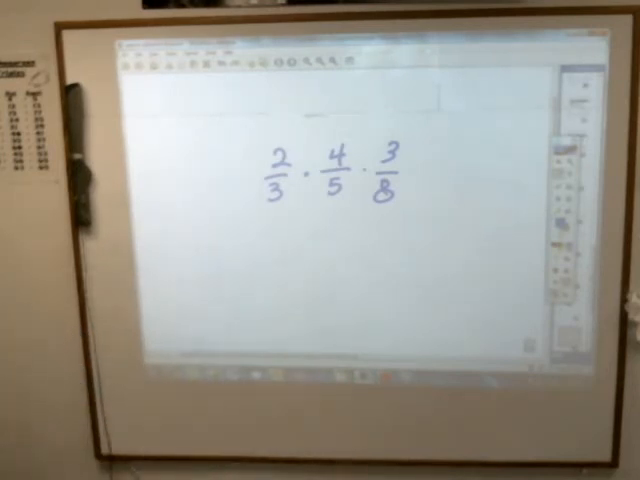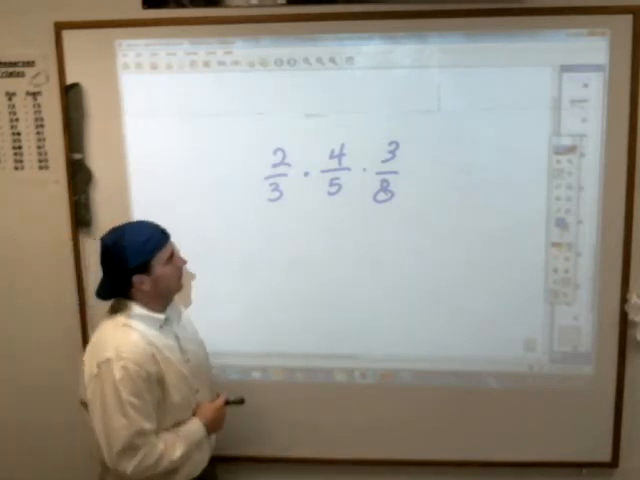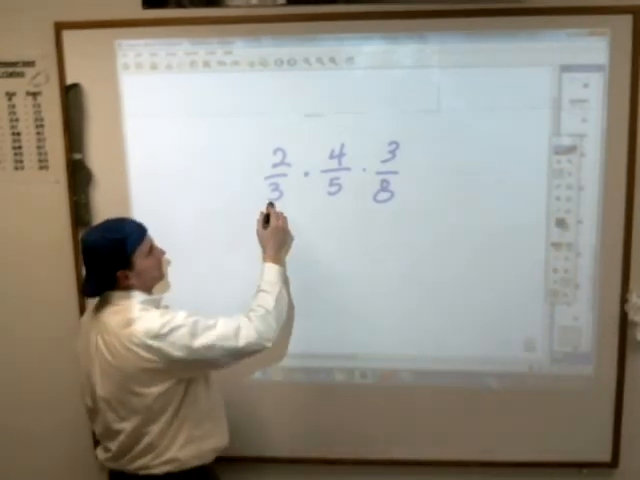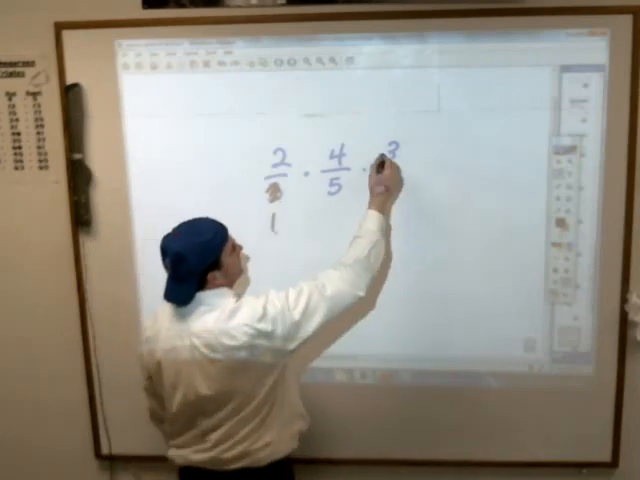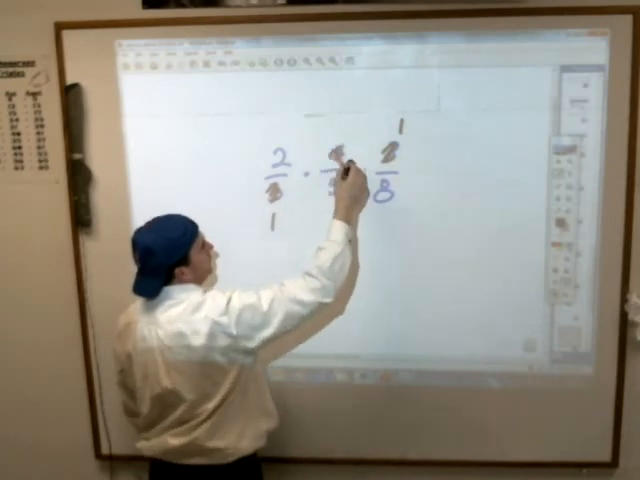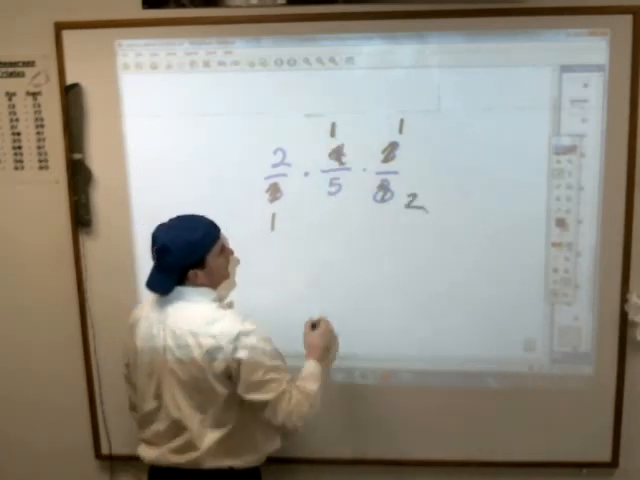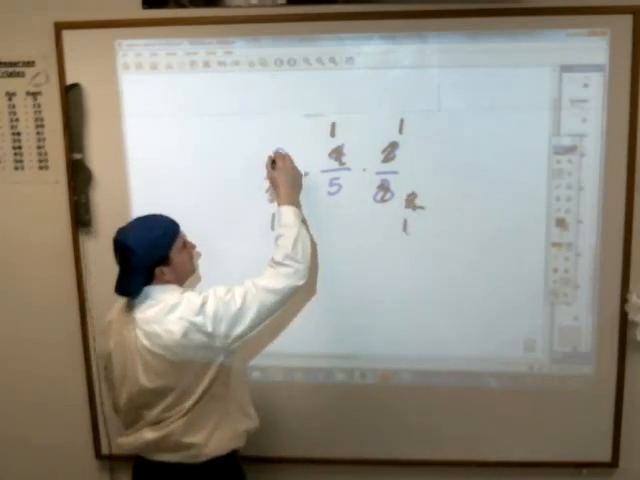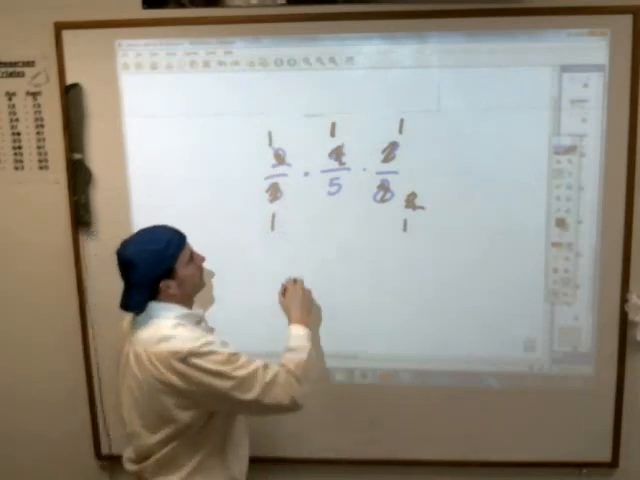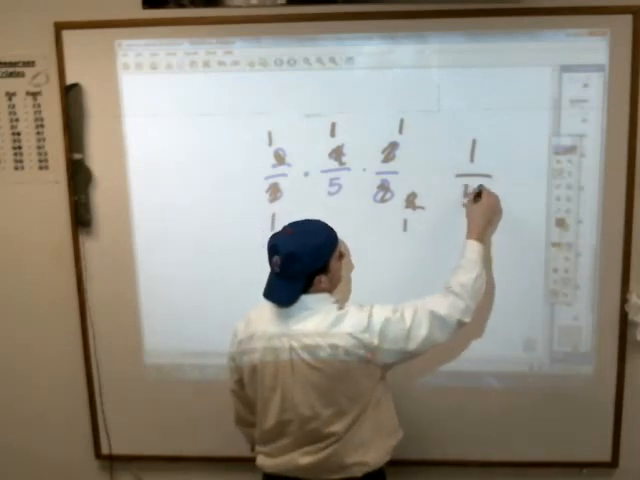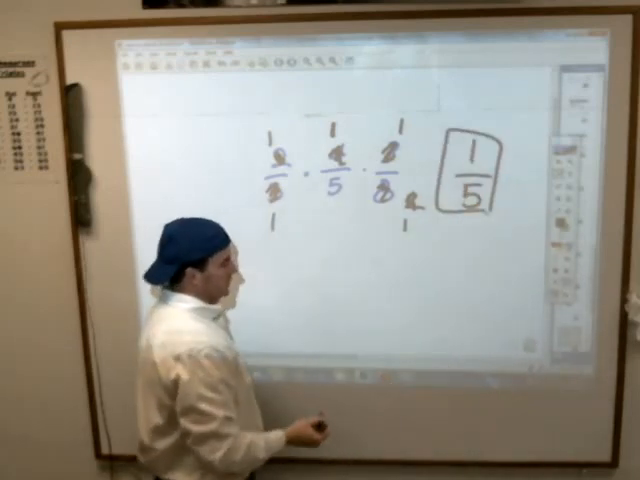We got an answer? Elizabeth? 1/5. Let's see if that works out here. Did you cross something out, Elizabeth? Yes. I think the 3's cross off. The 4 and the 8 will. 4 goes into 4 once, into 8 2 times. And then even though you cross this one off, you can do it again if you find something that matches. 2 goes into 2 once, into 1 through there. Multiplying across, 1 times 1 times 1 is 1. 1 times 5 times 1 is 5. Questions on that?